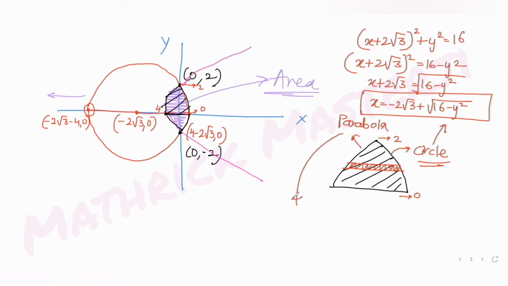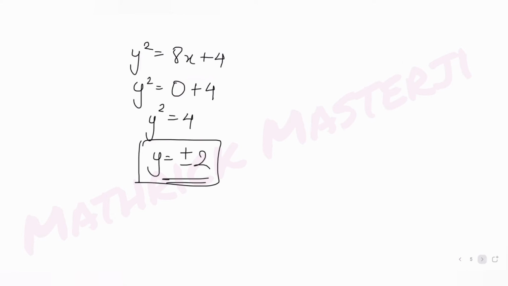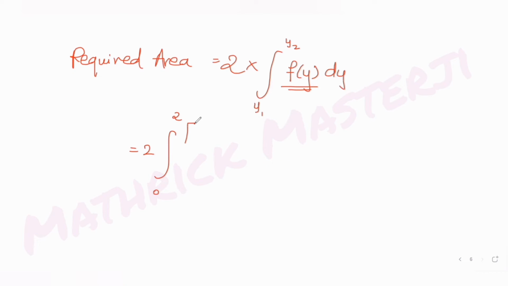Minus, we are going to use the equation of the parabola. For the parabola, we had y square is 8x plus 4. That gives me y square minus 4 is 8x. Dividing both sides by 8, I get x as y square minus 4 over 8. So I have both of my functions in terms of y now, and we are just going to subtract the area of the parabola from the area of the circle.